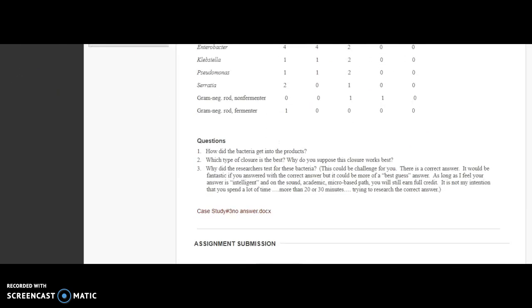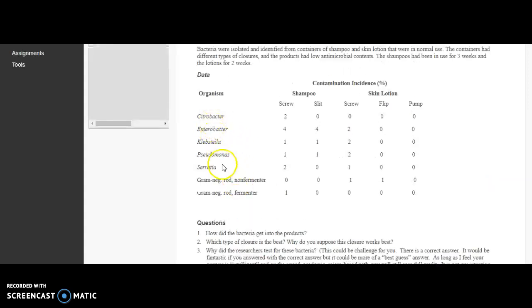And then you're going to answer these 3 questions. How did the bacteria get into the product? Which type of closure is best? Why do you suppose this closure works best? And then, why do you think the researchers tested for these bacteria? All right, these on this list.